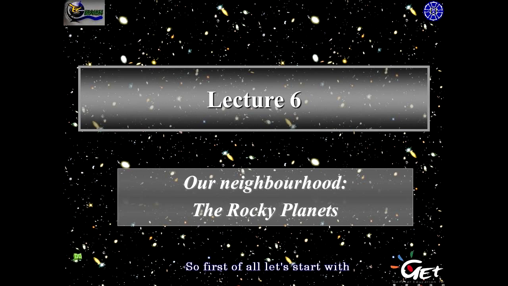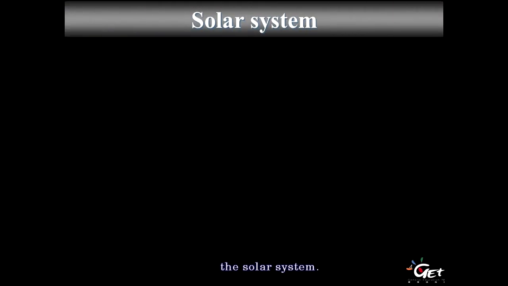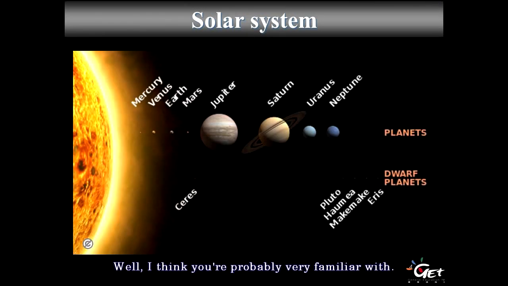First of all, let's start with the solar system, which I think you're probably very familiar with. This is Earth over there, we discussed it extensively, and this is the Sun. In that picture, the distances are not to scale. The relative sizes are more or less real, so you see the size of Earth compared to the Sun. It's pretty tiny. Our solar system is composed of 8 planets.